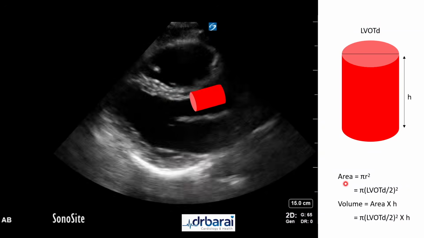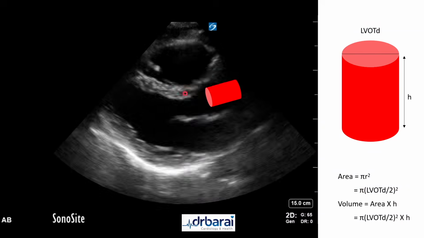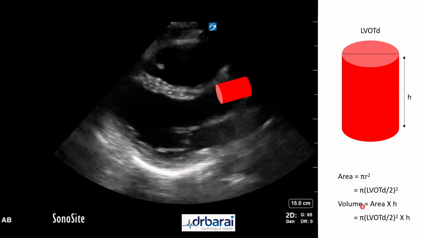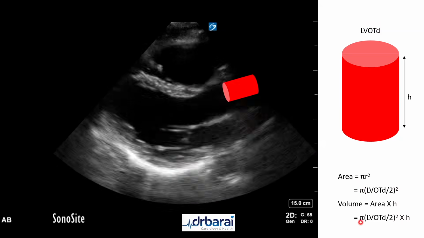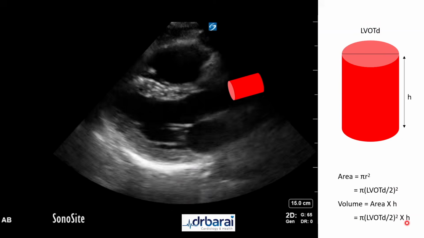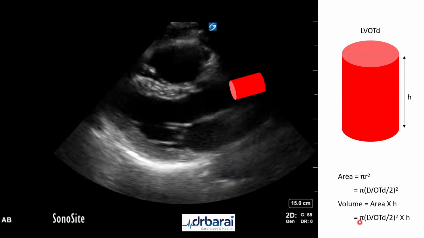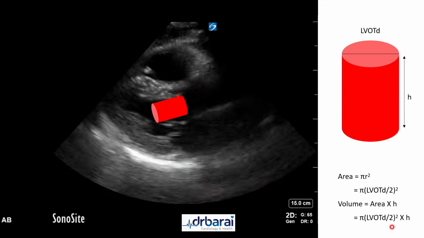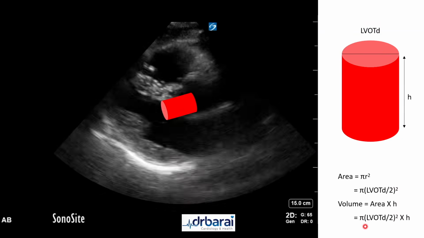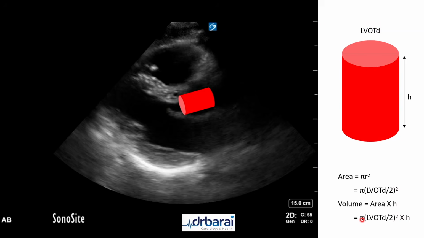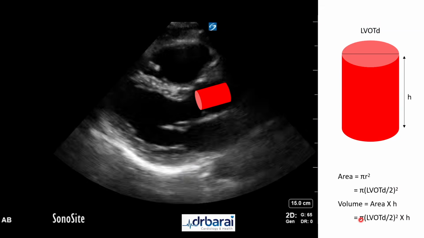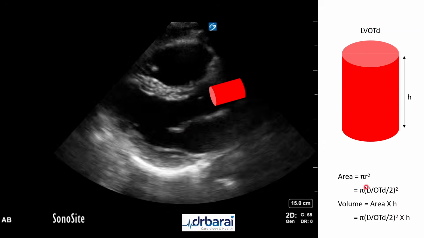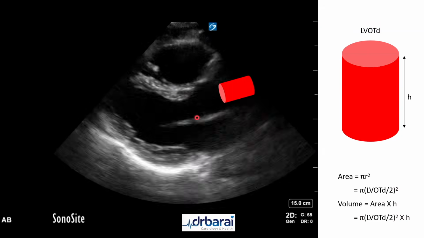So if the LVOT diameter is 2 centimeter, we know that the volume is pi multiplied by the LVOT VTI, which is 20 centimeter, and the pi value is 3.14. Essentially 3.14 multiplied by 20, which is 62.8 ml, is the stroke volume. So you don't have to even measure the LVOT diameter.